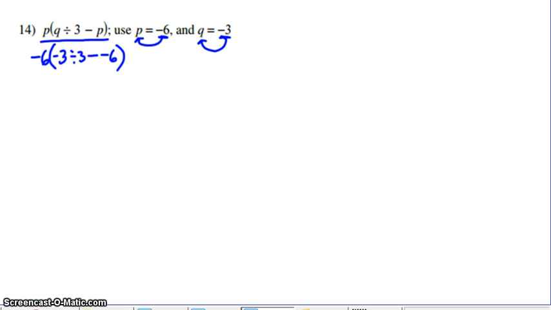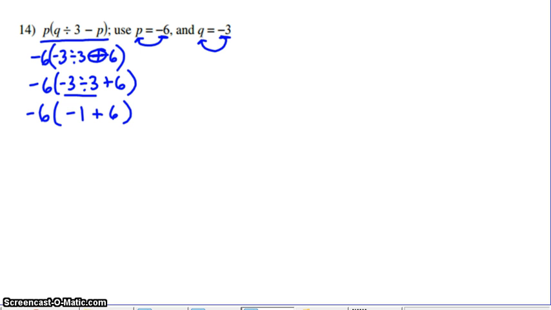First step. Since everything is numeric now, we could use order of operations. The first thing I'm going to do is clean this up, though. Change that to a plus sign. Now, PEMDAS, we have to work inside the parentheses. Inside the parentheses, we have division, so let's do that first. Still in the parentheses. Negative 1 plus 6 is 5, and then negative 6 times 5 is 30.